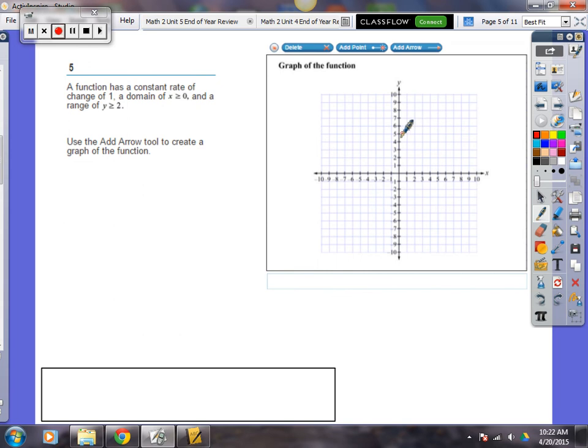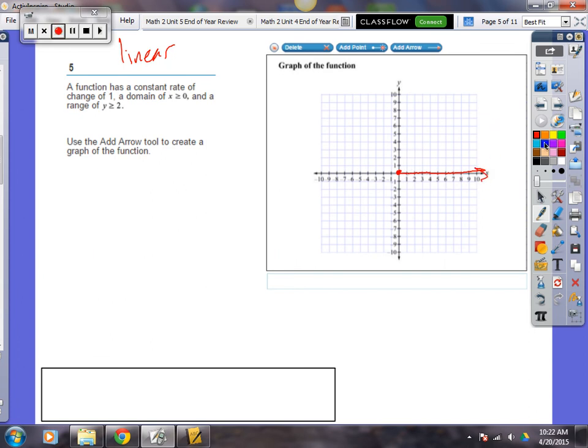Okay, number 5, we need to create a graph that represents this scenario. It's got a constant rate of change of 1. That means it's linear. The domain is x is anything greater than or equal to 0. So on this x number line right here, 0. Here's where we're going to go, and it's going to be anything to the right, and it includes 0.